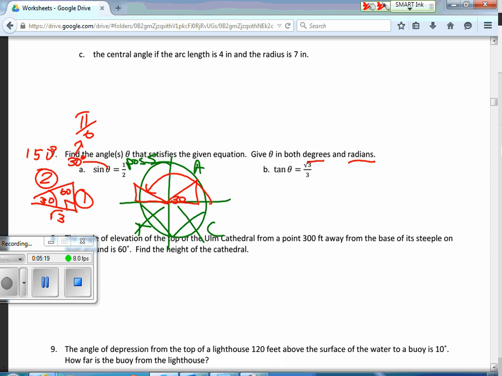And how about 5 times that much? See, this is 5 times that much, so it'd be 5 pi over 6. Yes?